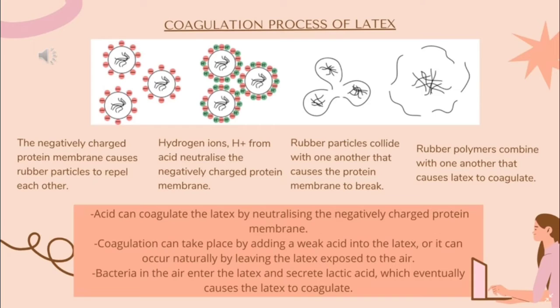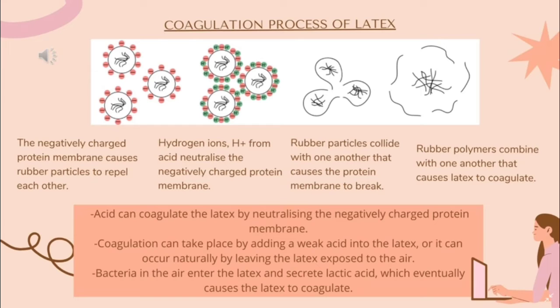The next one is the coagulation process of latex. There are four stages of this coagulation process. The first one is the negatively charged protein membrane causes the rubber particles to repel each other. After that, hydrogen ions from acid neutralize the negatively charged protein membrane.